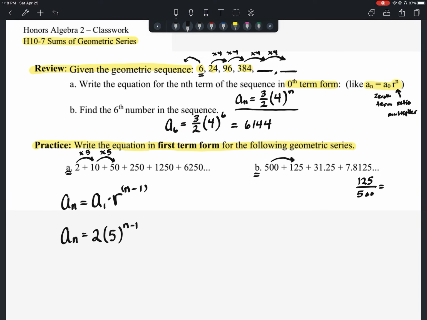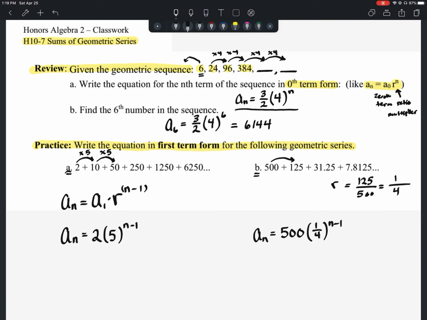When we reduce that there, it looks like 125 goes into 125 once, and it goes into 500 4 times. So our common ratio, or R value, is going to equal 1/4. So we can take this and do the same thing. We'll say A sub n is going to equal our first term, 500, times 1/4 raised to the power of n minus 1. And that would be your answer for that second one.